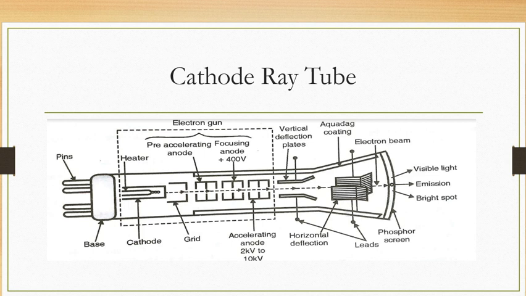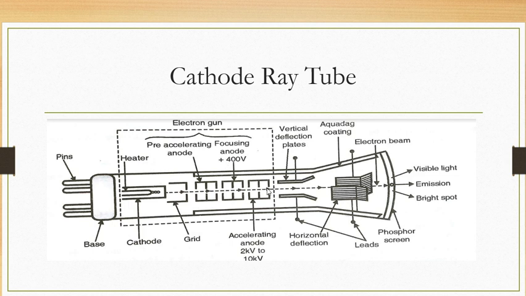See here, these are the pins to which the supply is applied, and this is the base. Now let's have a look at this electron gun. It consists of a heater, then a cathode, then a grid, then three types of anodes: the pre-accelerating anode, the focusing anode, and the accelerating anode. This is nothing but your electron gun assembly.